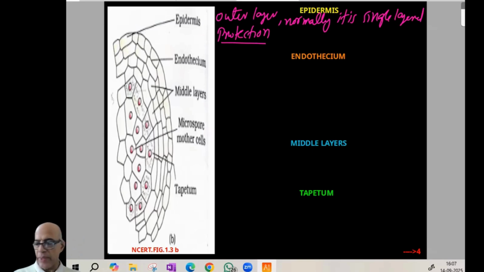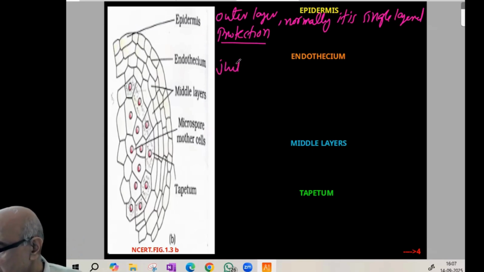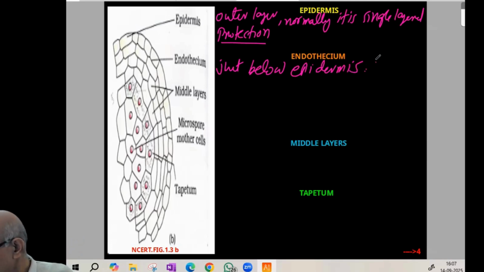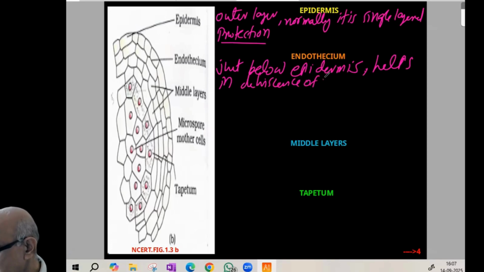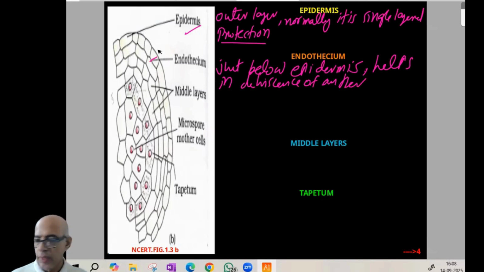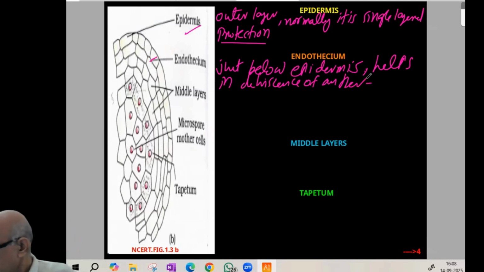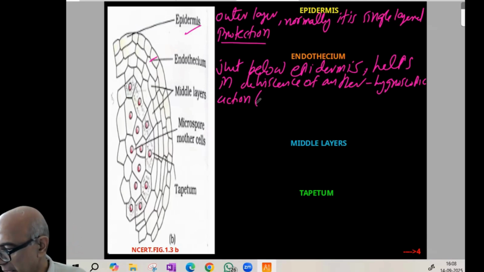Now, after epidermis, inside we can find endothecium. Endothecium is just below the epidermis. Its function is to help in dehiscence, the opening of the anther. So this is the epidermis, and just below it you can find the endothecium. And how does it help? The principle is hygroscopic action: absorption and releasing of water.